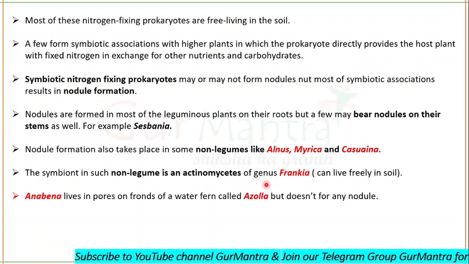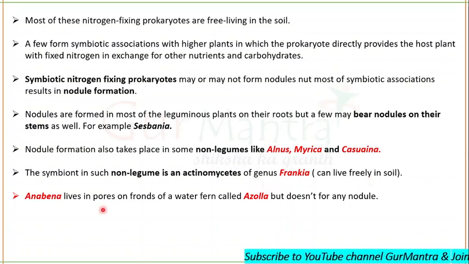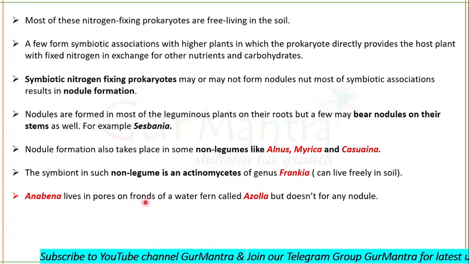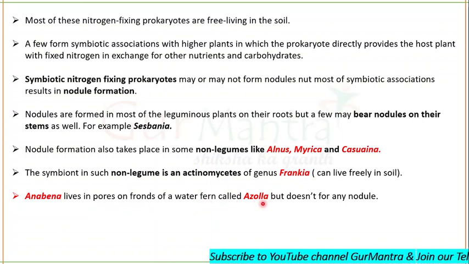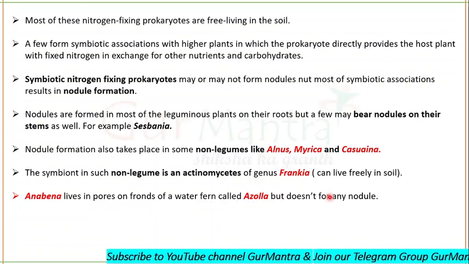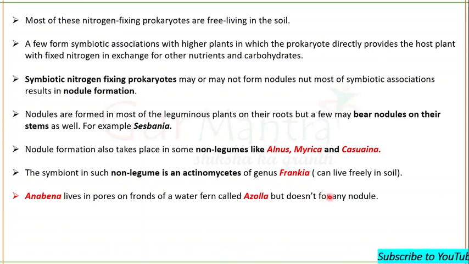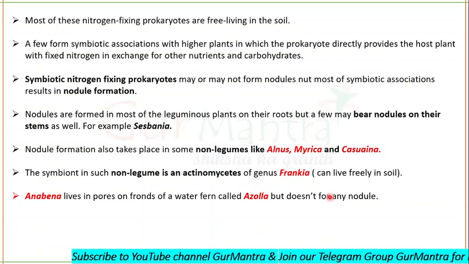Remember, the symbiotic relationship is not obligatory. Frankia and Rhizobium can live freely in the soil. Anabaena, as I told you, lives in the pores on the fronds. Fronds are leaf-like structures, okay? Anabaena lives in the pores on fronds of the water fern called Azolla, but it doesn't form any nodules. So through this slide, we got to know that nodules may be formed and may not be formed. They can be formed on the stem or on the roots. They can be formed in the legumes as well as non-legumes.